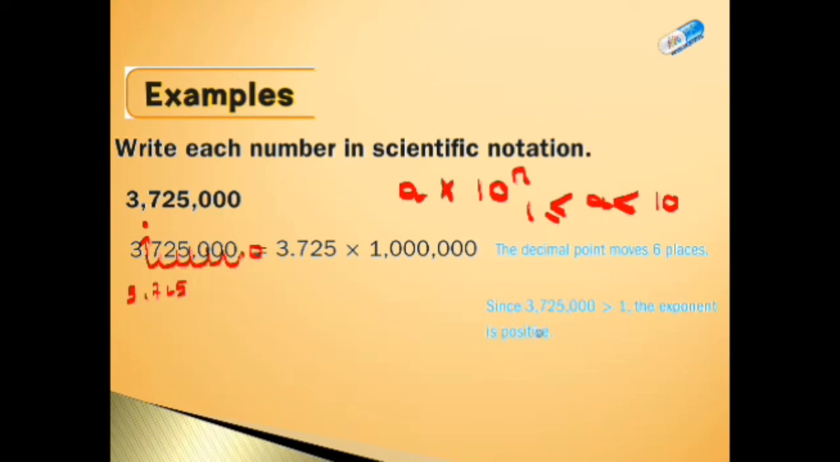So since 3,725,000 is greater than 1, remember we said in the rule that if the original number is greater than 1, then I will put 10 to the power positive 6. So the n here will become positive, not negative. Why? Because the original number 3,725,000 is of course greater than 1. So that's why we write here the integer positive. So the power is positive 6. Why? Because I moved 6 places.